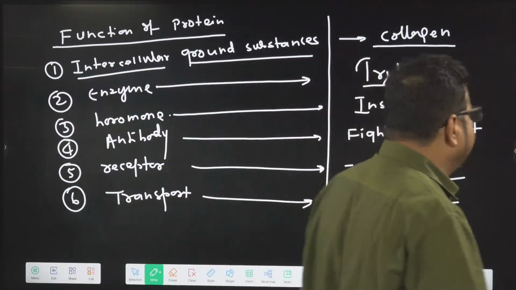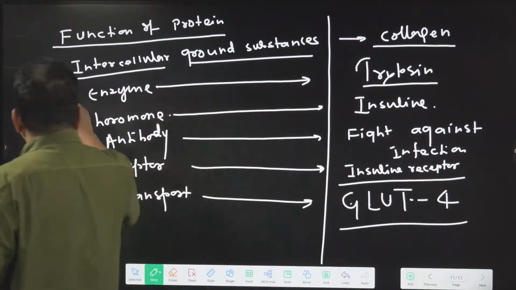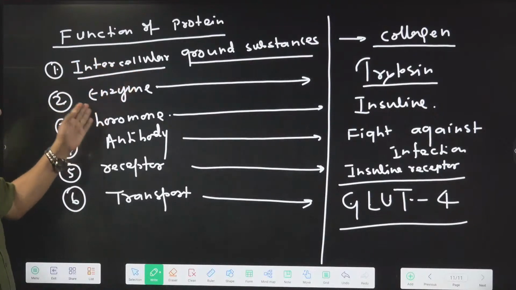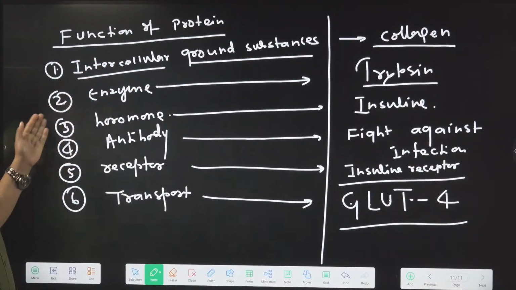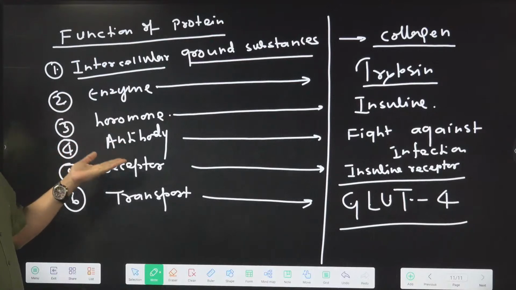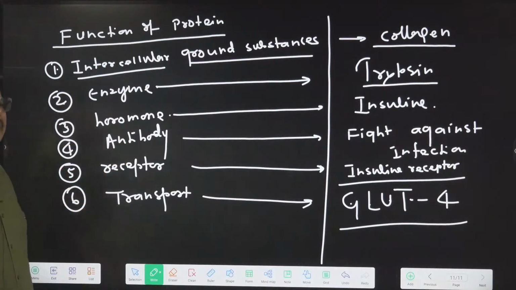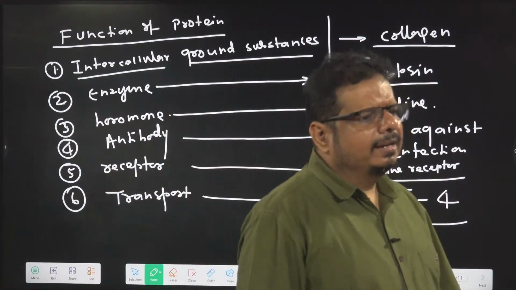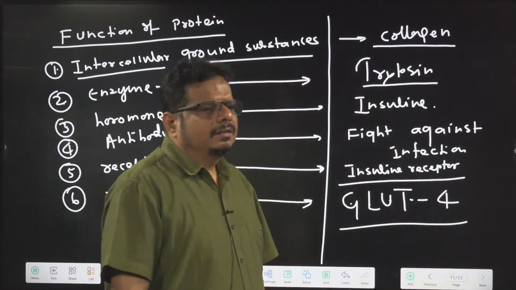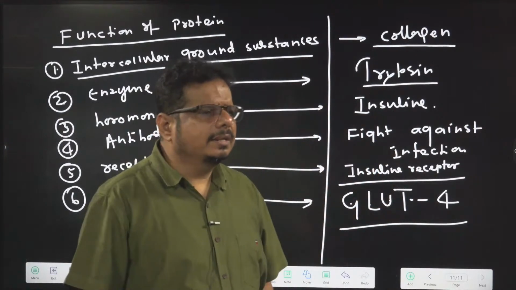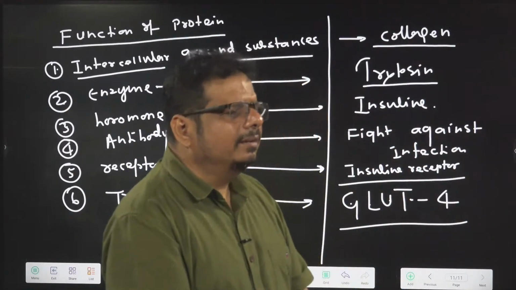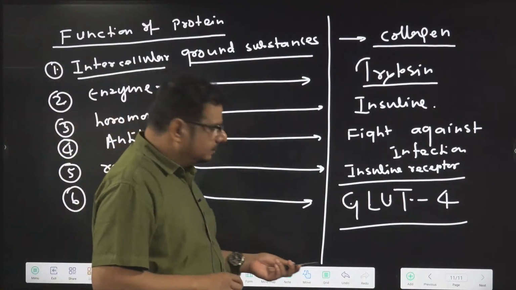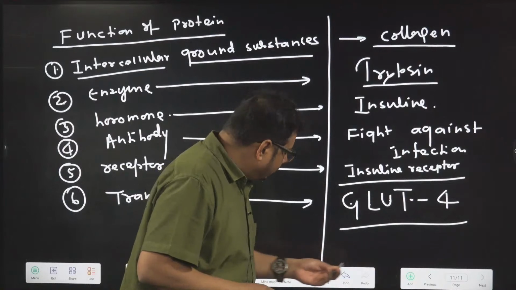Getting the thing? So protein serves a variety of roles in our body. It has a role in ground substances, acting as enzyme, acting as hormone, antibody, receptor, and has a role in transport. Okay, getting the idea? Is it clear in the mind? Many receptors, I wrote here insulin receptor, many other receptors are there, sensory neuron receptors. Getting the things or not? Now I am just moving ahead.